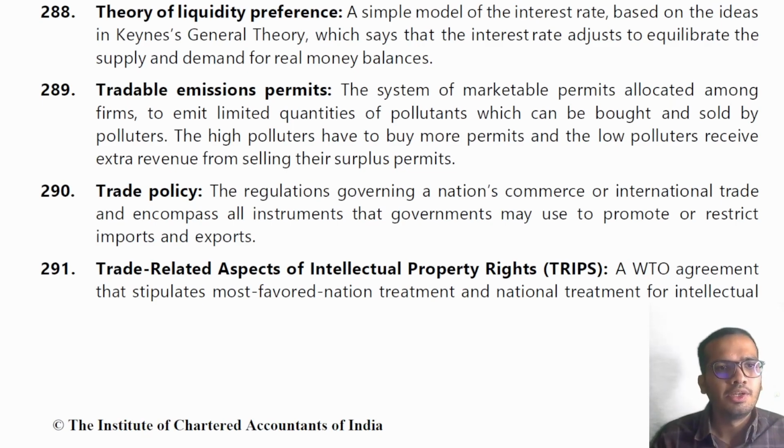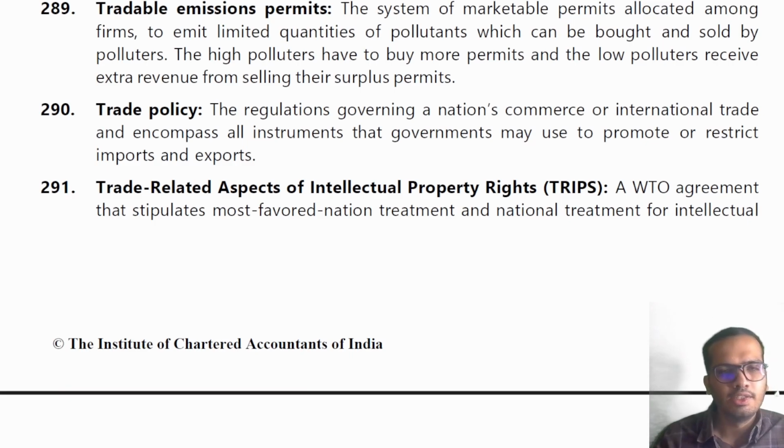Then comes tradable emissions permit. So the system of marketable permits allocated among firms to limit quantities of pollutants, which can be bought and sold by polluters. The high polluters have to buy more permits and the low polluters receive extra revenue from selling their surplus permits. Then we have number 290, trade policy.